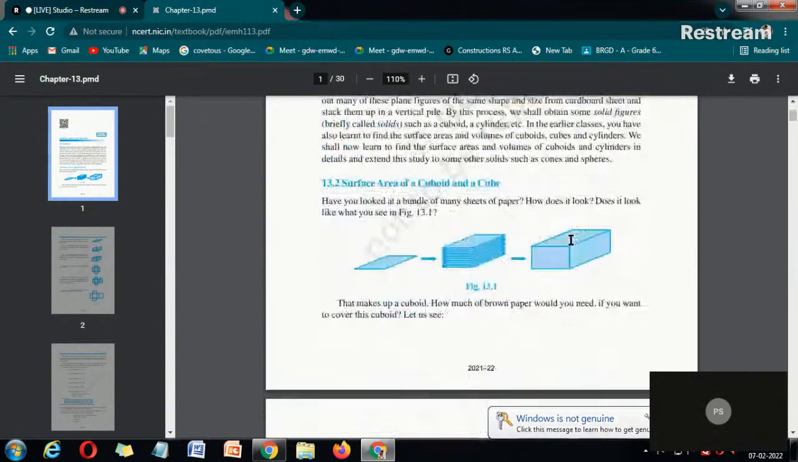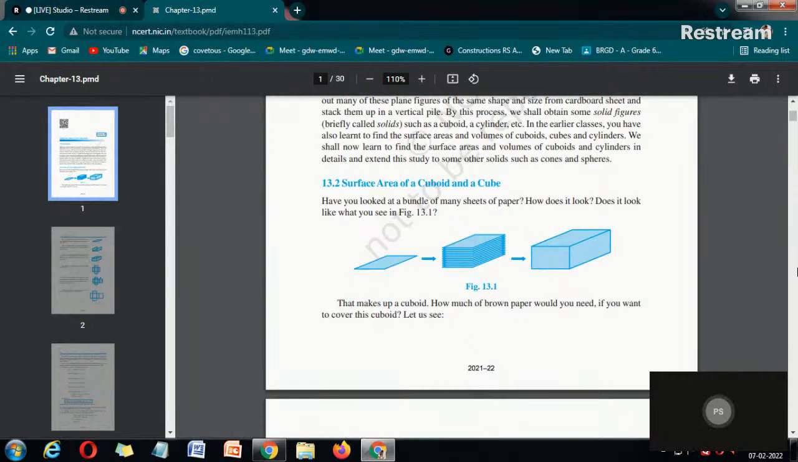Going with the next, surface area of a cube and cuboid. Have you looked at a bundle of many sheets of paper? How does it look? Does it look like what you see in figure 13.1? Of course, right? So, for example, I kept a book on a book, then a paper again on the paper. A4 sheet bundles are available at stationery shops.